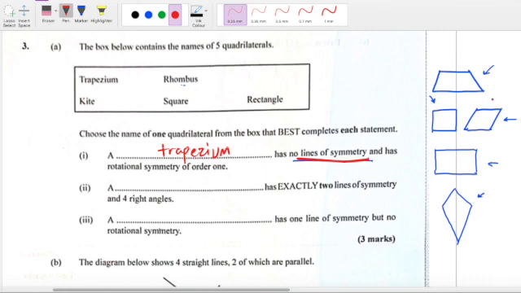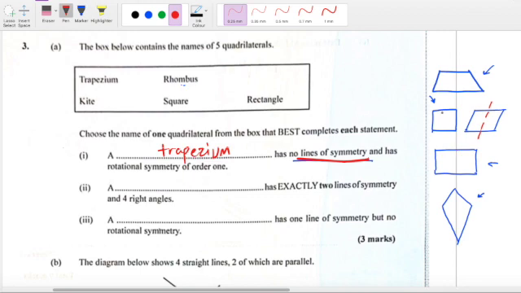The rhombus will have a slant line of symmetry like that, and another one like that. Actually, no, not that one. No, not that one, because when you fold that over, it wouldn't be exactly over one or the other. So maybe not that one, but definitely one that's vertical. All right, so number 2, a blank has exactly 2 lines of symmetry and 4 right angles.